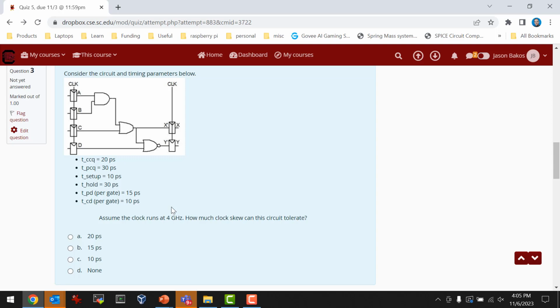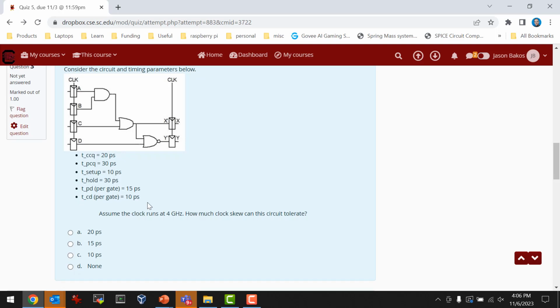So basically, we just have to solve for skew here. Out of this 250, we have to take out 30, 45, and 10, because 3 times 15 is 45. So the skew must be less than or equal to 250 minus 85, which is 165 picoseconds. Make sense? Oh, I'm wrong there.